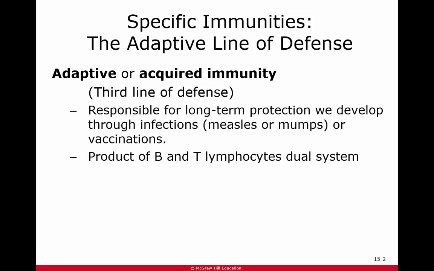And so in chapter 15, we focus on the third line of defense, which is that adaptive or acquired immunity. And so remember, the main feature of this line of defense is that it only happens through prior exposure. So this type of defense mechanism is acquired over time. So it's responsible over time for producing long-term protection that you develop through exposure. And this exposure could be through infections or through vaccinations. This type of immunity also is centered around what we call B and T lymphocytes, or you could also call B and T cells.